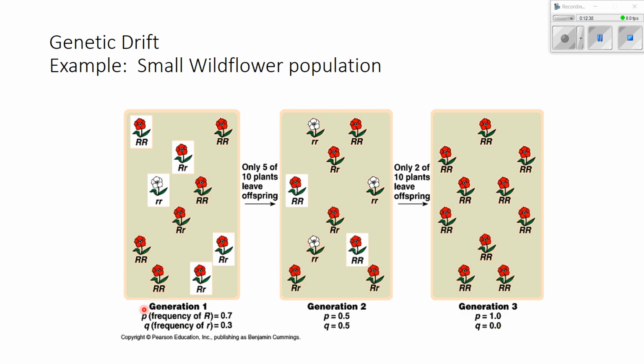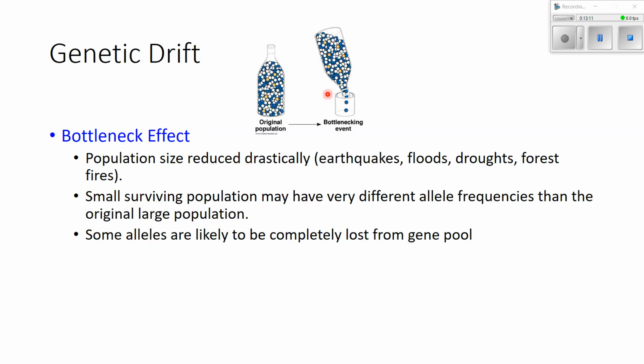That is over just 3 generations, rapid change in the value of P and Q just by random chance. That is what genetic drift is. Now, that's not likely to happen if this original population was, say, 10,000 plants, right? These shifts in P and Q just due to random chance generally only happen in really small populations.